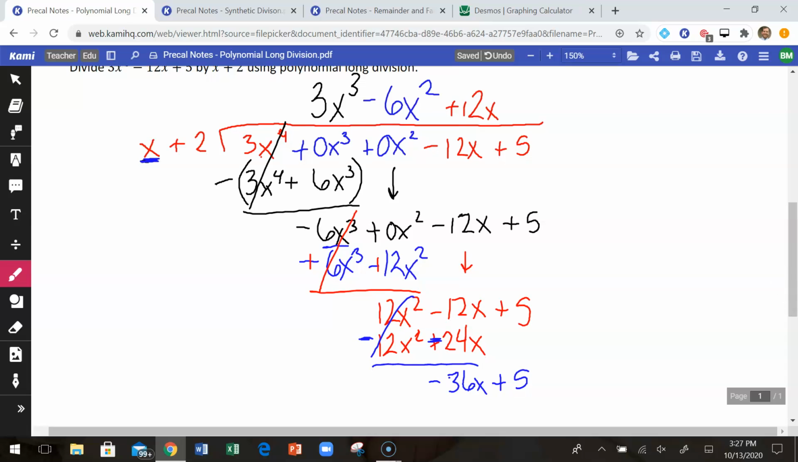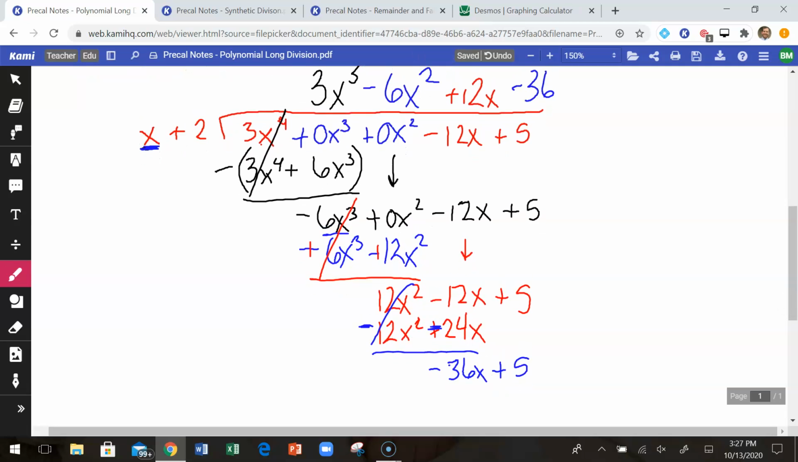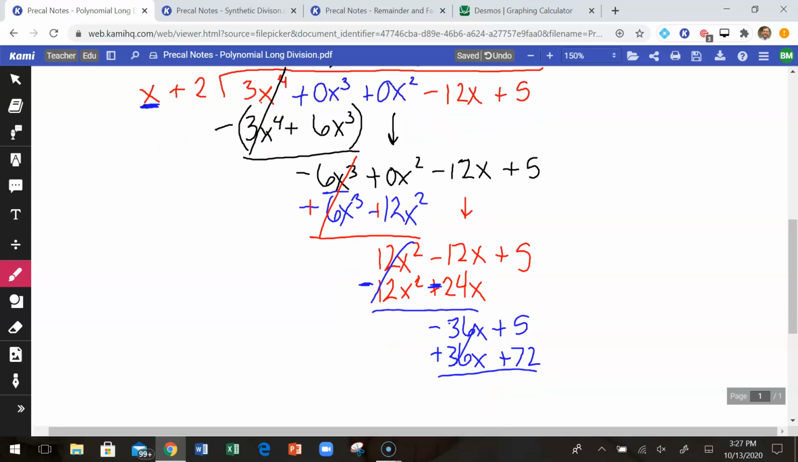What do I need to multiply x by in order to get negative 36x? That's minus 36. I multiply that down. Negative 36 times x is negative 36x. Negative 36 times 2 is negative 72. And then we subtract, or we change both signs, either way you want to look at it. Those cancel. This is 77.